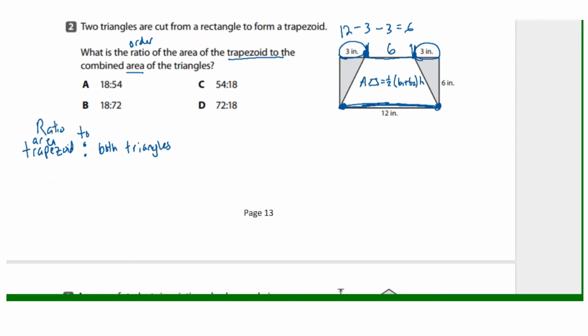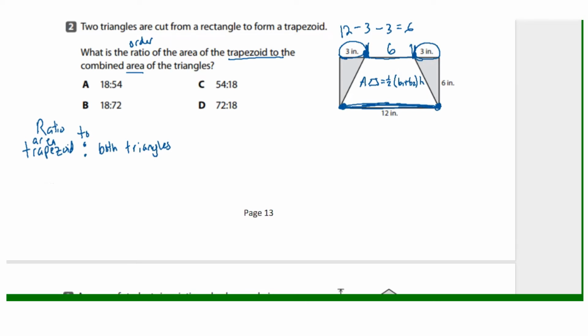So 3 plus 6 plus 3 must add up to the whole 12 because a rectangle has two sets of parallel sides. So you will use 1/2 times the sum of 12 plus 6, or you could just add it, times the height, which is 6, and that'll give you the area of the trapezoid. Then you use your formula for triangles, 1/2 times the base times the height, substitute in 6 and 3, and do the same thing here. That's too much work. But if you want to do that method, you can.